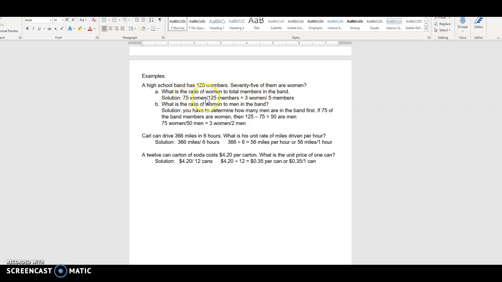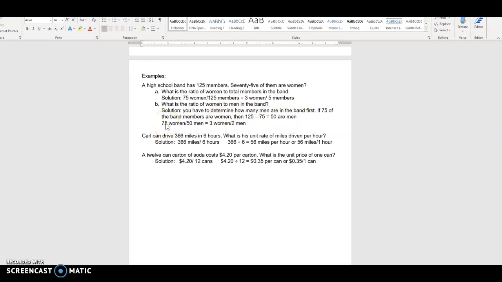Well, there's 75 women out of a total of 125. When I reduce this fraction, I'm going to get 3 women to 5 members. So this is the ratio for this particular part A. Now what I want to do in part B is, what is the ratio of women to men in the band? Well, the first thing we need to do is determine how many men are in the band. Well, if 75 are women, then 125 minus 75 is going to leave 50 men. So now we know the number of men. We also know the number of women.